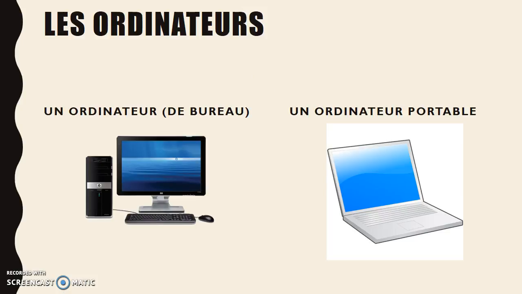So un ordinateur. If you wanted to specify that it was a desktop, you can say un ordinateur de bureau. But often if we say ordinateur, we might assume it was a desktop. We can also say un ordinateur portable. But if you just want to say computer, just say ordinateur. And if I have a question like, oh, is it a desktop or a laptop that you use, then I could ask you specifically.